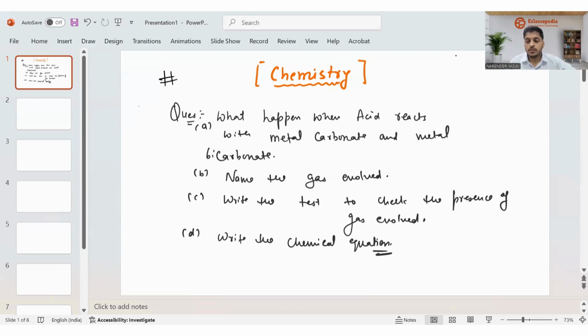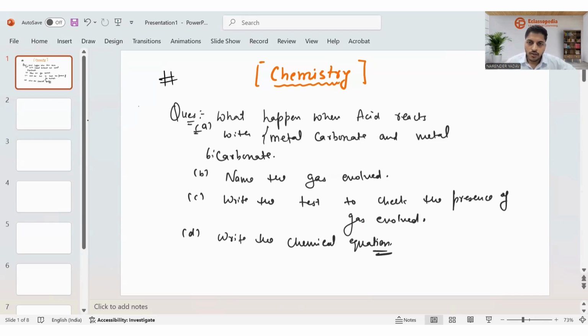The concept is one, but the questions can arise in four different ways. So one by one, we will be discussing all four of these. Let's start with the first one. The first one is: what happens when an acid reacts with metal carbonate and metal bicarbonate?